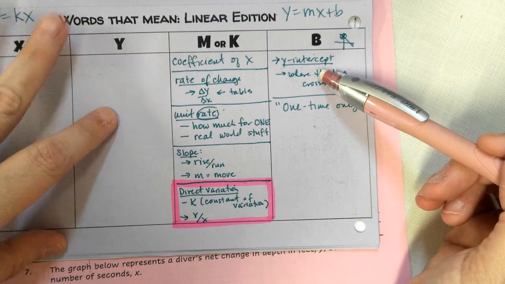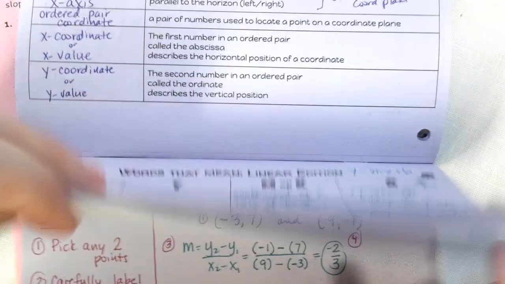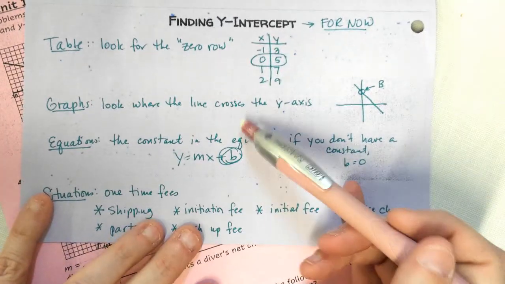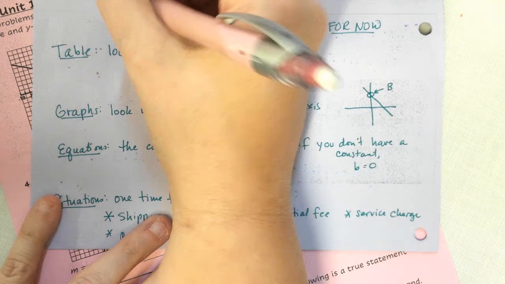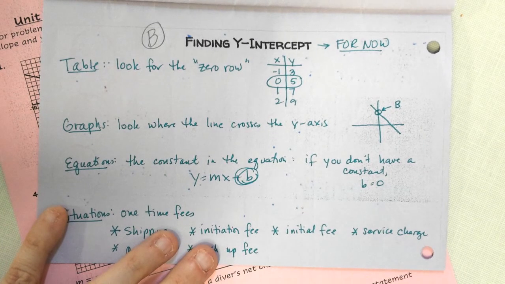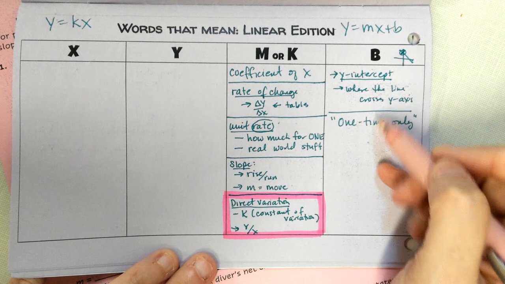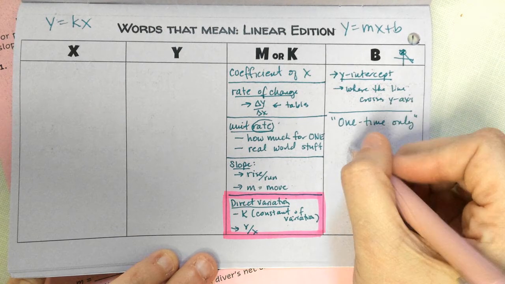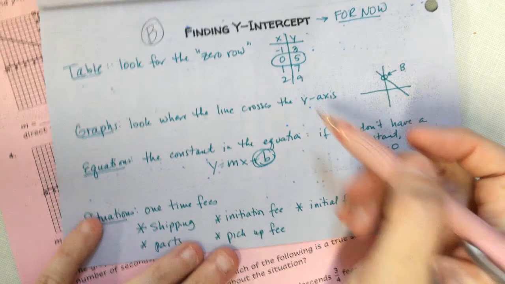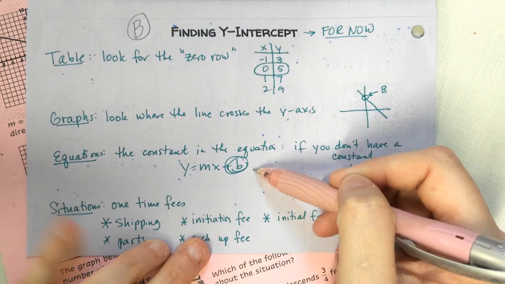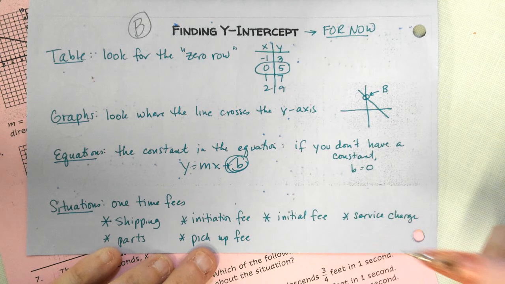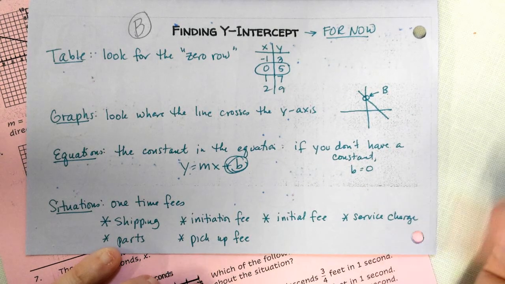Okay, y-intercept is your one-time only fee, and we did a whole page of notes on y-intercept back here somewhere. Where did we do them? Yeah, we did a whole page of notes on y-intercept here. Okay, so y-intercept is b in your y equals mx plus b formatted equation. It's where the line crosses the y-axis. It's the one-time only fee. It's the constant. It's the zero row in a table. It's the constant in your equation, and it's any of these things. It's a fee, it's shipping, it's parts, it's a service charge, it's something like that.